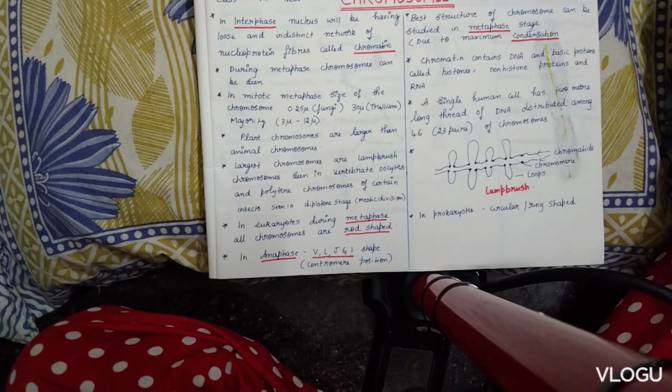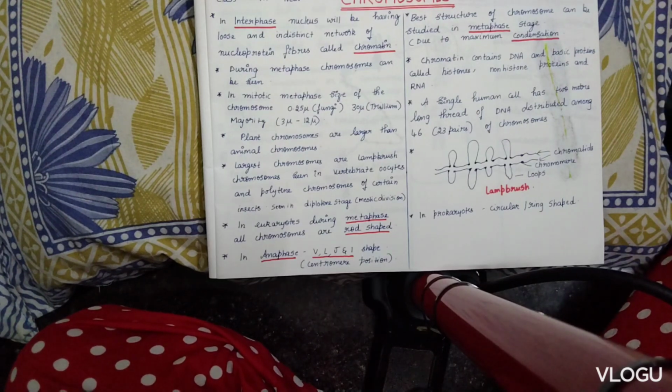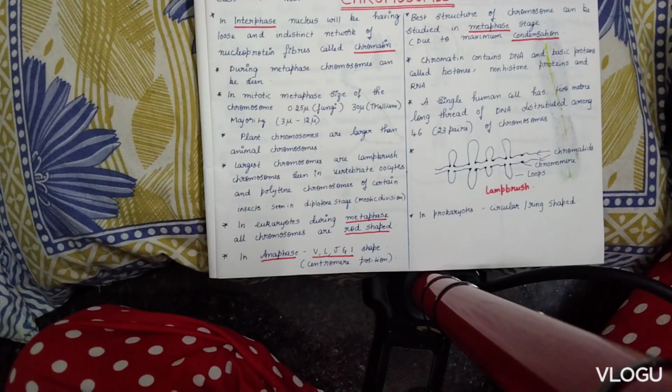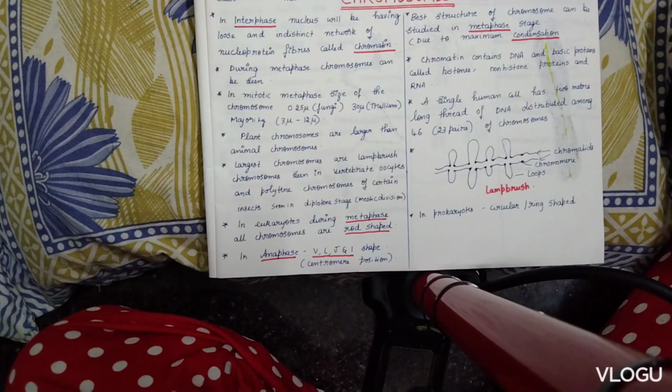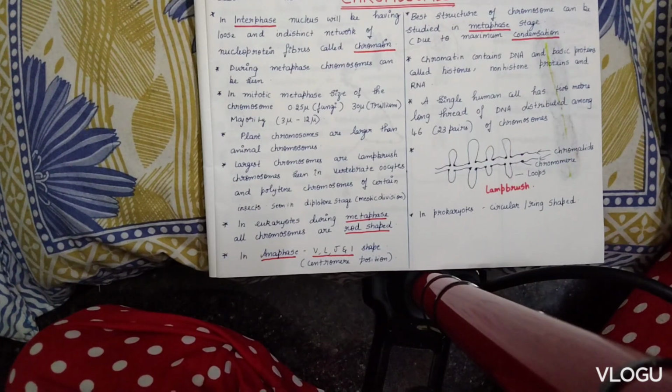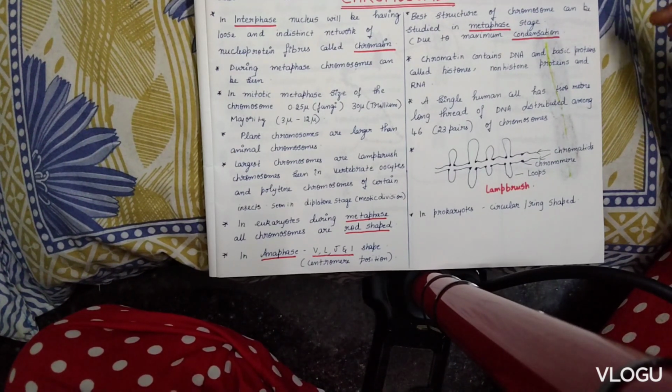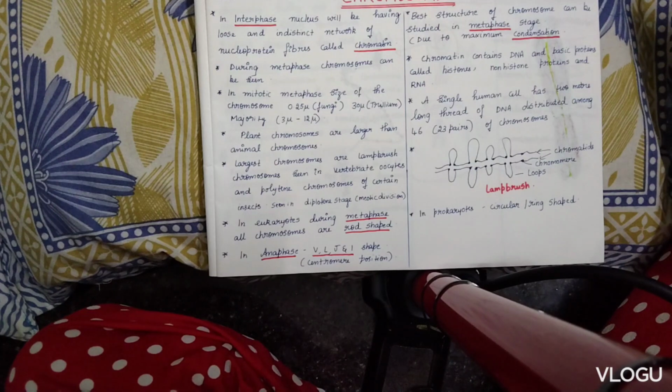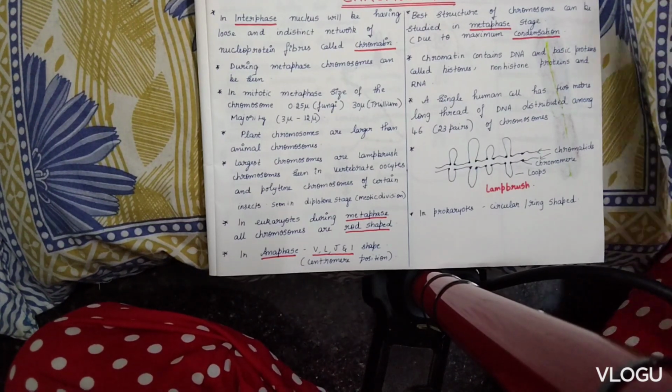Let us see about the human cell now. A single human cell has a 2-meter long thread of DNA distributed among 46 chromosomes, or 23 pairs. Human beings have 23 pairs of chromosomes, so totally 46 chromosomes. This DNA is wrapped around the chromosomes. In a single human cell, the DNA is 2 meters long.